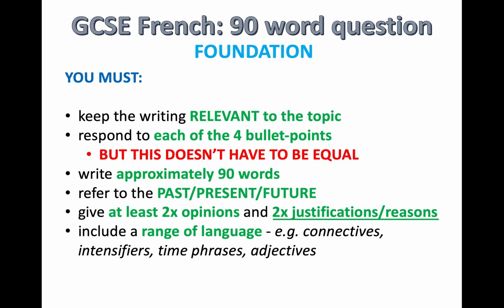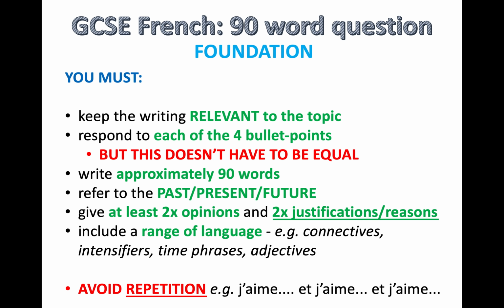You must include a range of language: connectives, words that make your sentences a little bit longer, that join 2 ideas or 2 clauses together; intensifiers, so that you're evaluating how much on your opinions and your reasons; time phrases, how often do you do things, when do those things occur; and a range of adjectives when you're giving opinions or describing things, not just saying it's the same thing. Don't use génial, great, all the time. Not everything in the world is great, so make sure there's a range. And finally, you must avoid repetition.